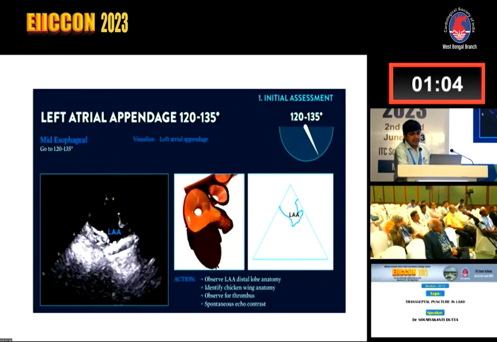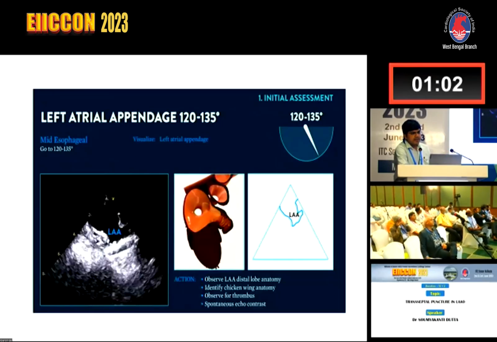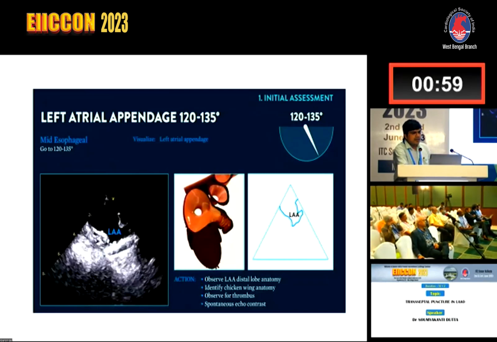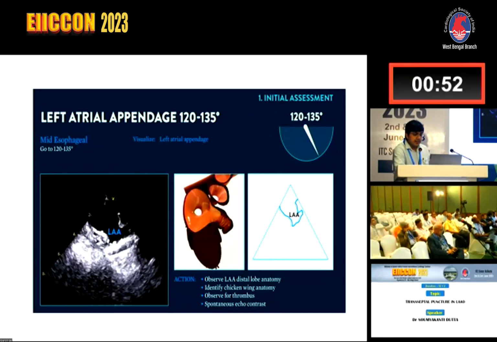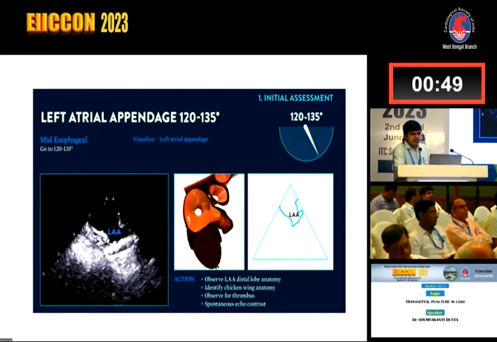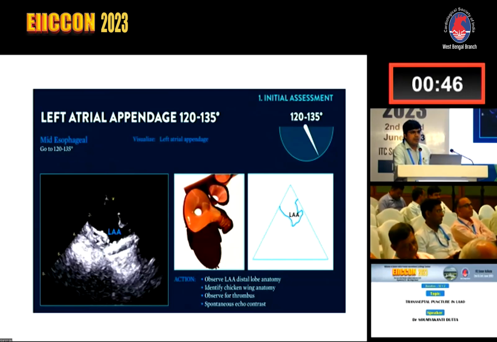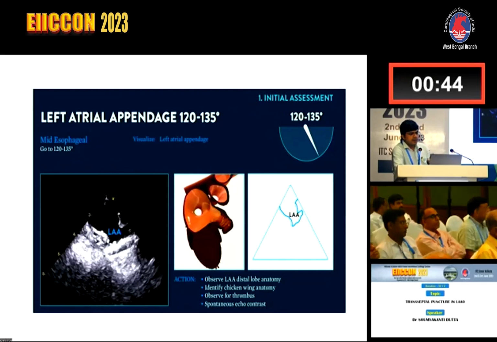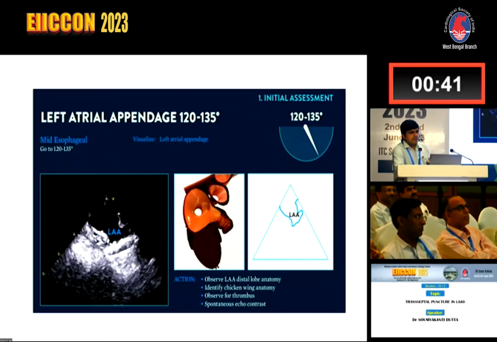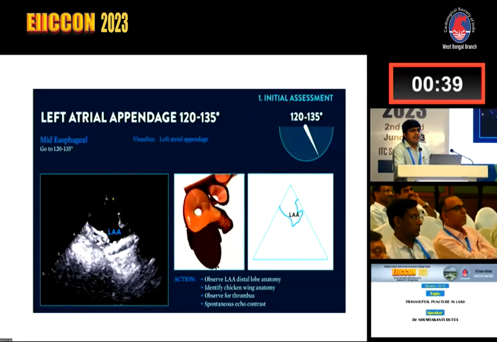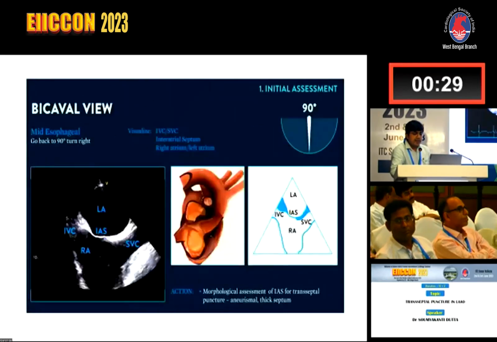Another view, sweeping from 0 to 90 degrees up to 120 to 135 degrees in the mid-esophageal approach, generally gives us the right data of the left atrial appendage anatomy, whether it is chicken wing, cactus, or some other anatomy. And the lobe is important, because if I put an Amplatzer device in a small lobe and there is another large lobe sitting beside it, it may not be occluded properly. So the lobe evaluation as well as the anatomy evaluation is important, and this is to be done in the 120 to 135 degree mid-esophageal approach.